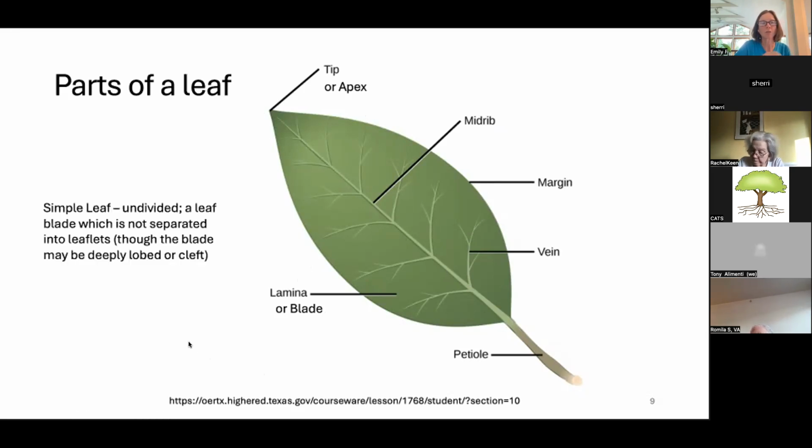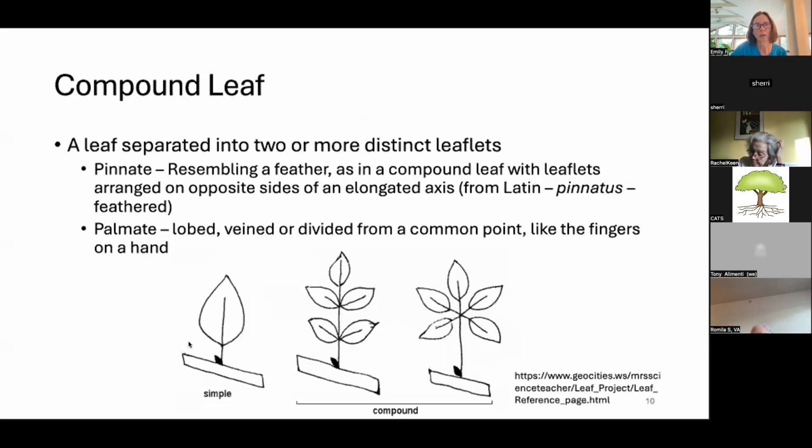And it also is important while we're looking at this to give this a name. This is a simple leaf. It's undivided, a leaf blade which is not separated into leaflets, though the blade may be deeply lobed or cleft. So this is a simple leaf. The other type of leaf is a compound leaf, and a compound leaf is a leaf that's separated into two or more distinct leaflets. So on my diagram below here, we have the simple leaf, which was in our diagram on the slide before this one.